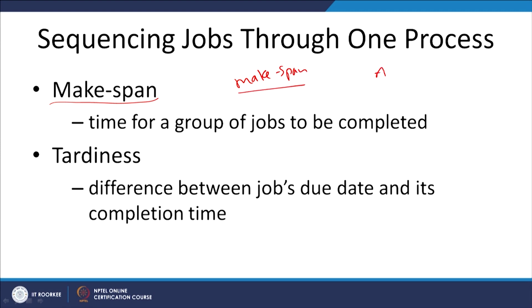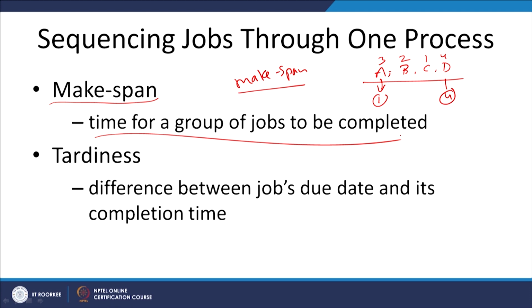Say 4 jobs are waiting to be completed: A, B, C, D. Whatever the rule applied, whether we start from A and finish with D, or start with C first, B second, A third, and D fourth, whatever sequence is followed, how much time does it take to complete the entire group of jobs? As per one sequencing rule, it may take 18 days. When another sequencing rule is applied, it may take a different amount of time.